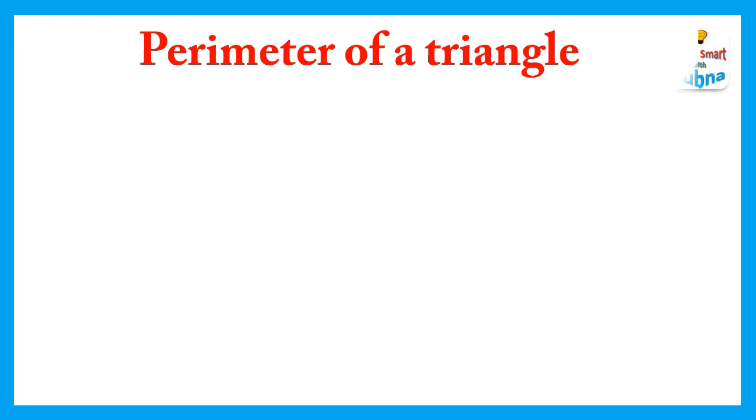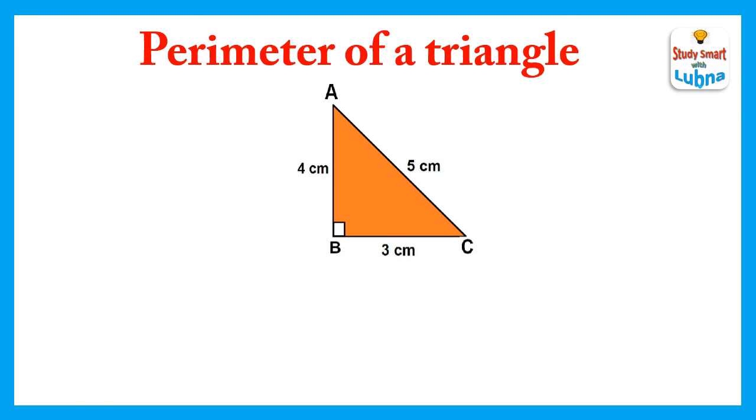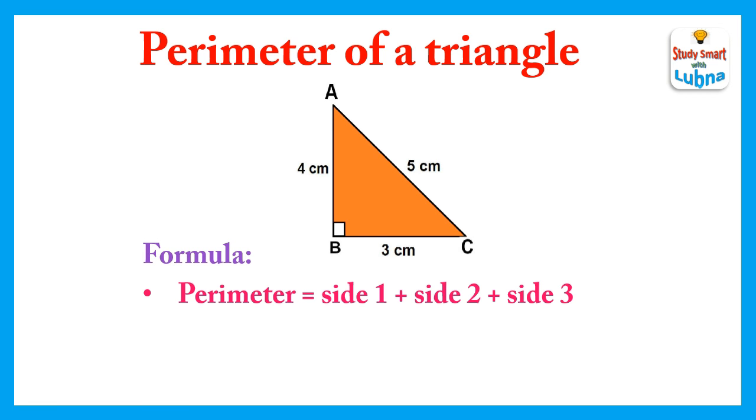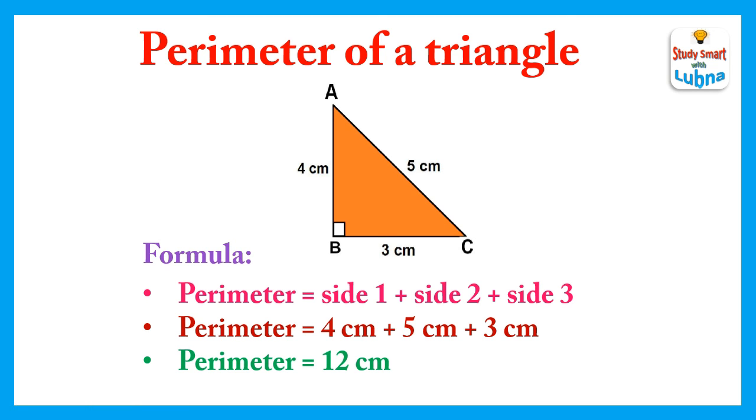Another example. This is a right angle triangle. So here the lengths of all the 3 sides are different. So by using the same formula of adding all the 3 sides' lengths, we will find the perimeter of this triangle. We'll add all the 3 sides, 4 centimeter plus 5 centimeter plus 3 centimeter. When we add them, we'll get the perimeter of the triangle equal to 12 centimeter.